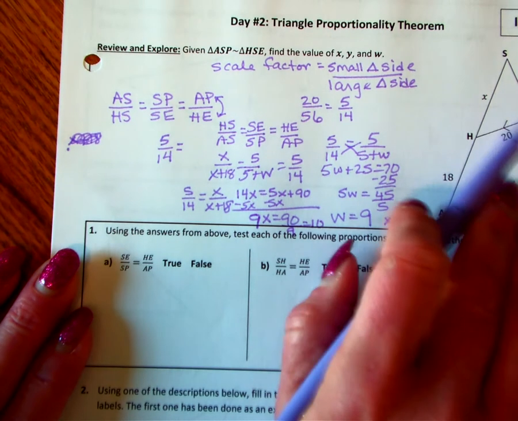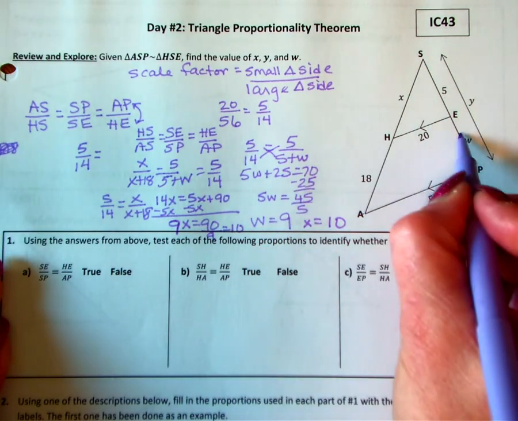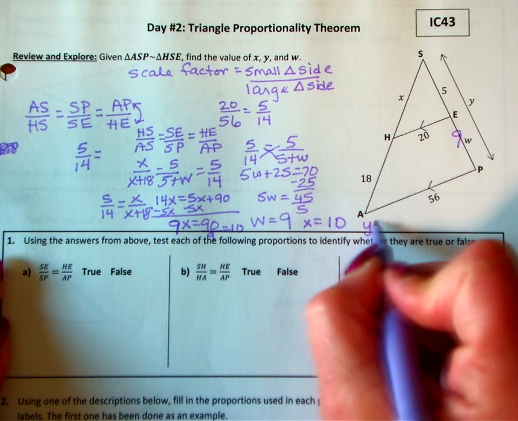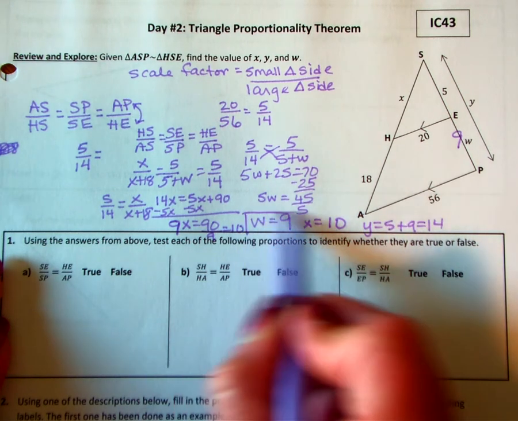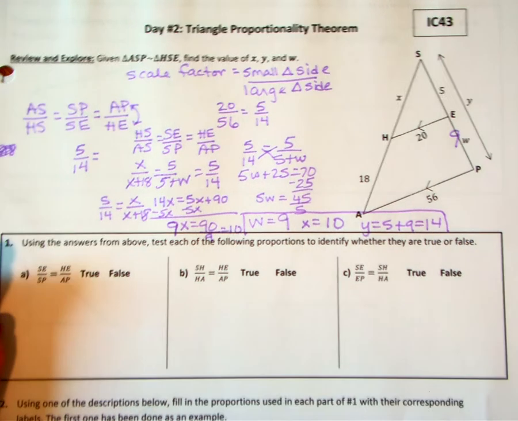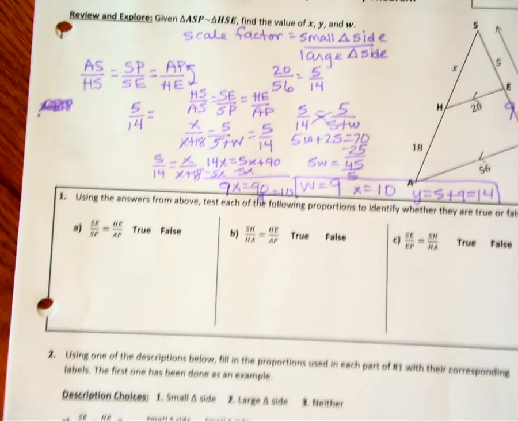And the last one, I have a y over here asking for the total length. So if w is 9, I know y is 5 plus 9, which is 14. So there are the three variables that we solve for. Little review: I just switched, again, the proportions to make sure that the small stayed on top.